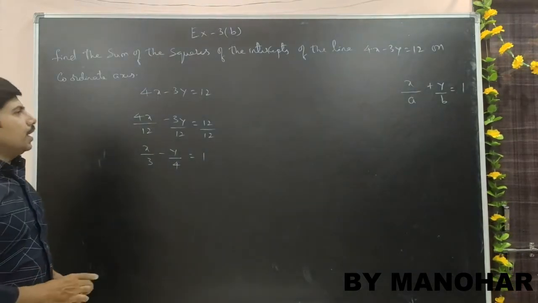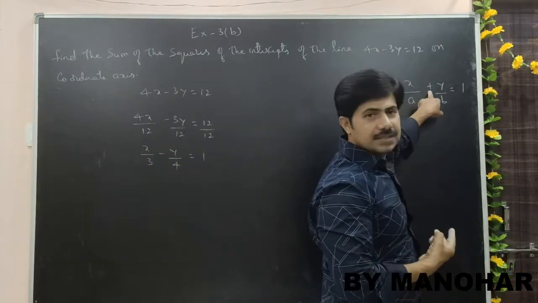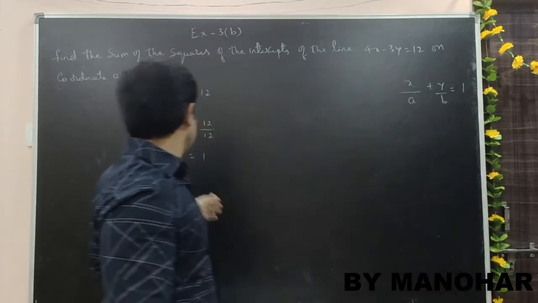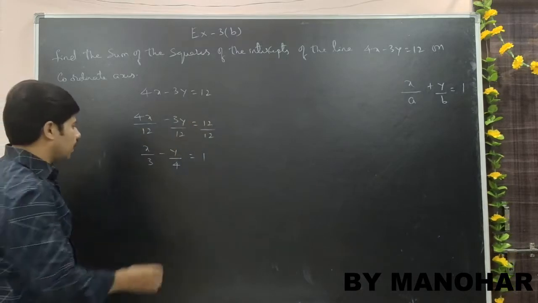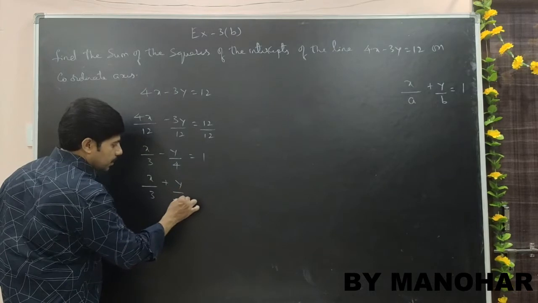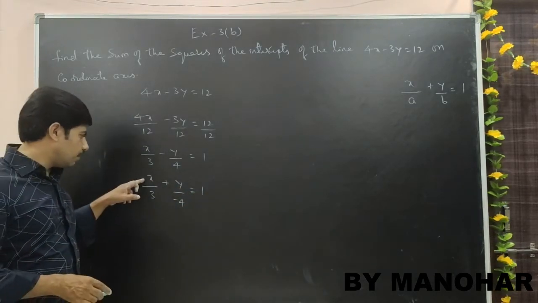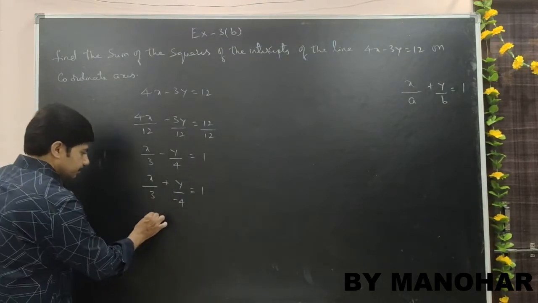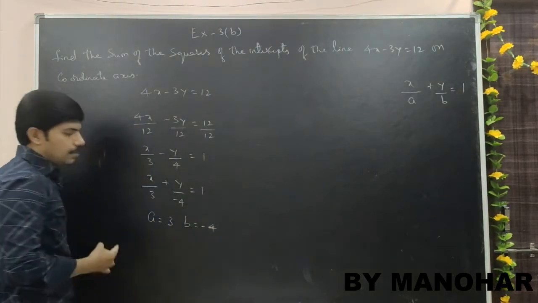See, in intercept form of line we have x by a, then we have plus, the sign is plus, it's very important, plus y by b is equal to 1. But here we didn't get that plus, we got a negative sign. So to write that in intercept form, I write this equation as x by 3 plus y by minus 4 is equal to 1. Right? Now it is of the form x by a plus y by b is equal to 1. Clearly a value is 3 and b value is minus 4.